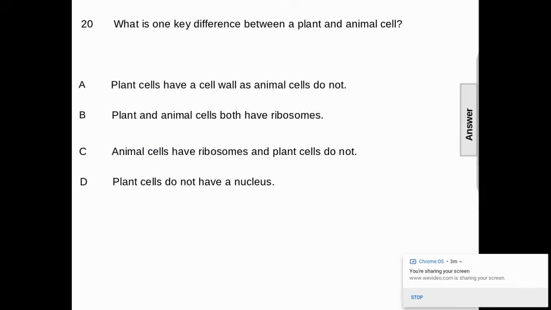All right, let's go over these answers. Question 20. What is one key difference between a plant and an animal cell? I'm going to read them all. Plant cells have a cell wall and animal cells do not. Plant and animal cells both have ribosomes. Animal cells have ribosomes, plants do not. Plant cells do not have a nucleus. The answer is A. Plant cells have a cell wall and animal cells do not. Please make sure you're writing out the full question and the full answer.